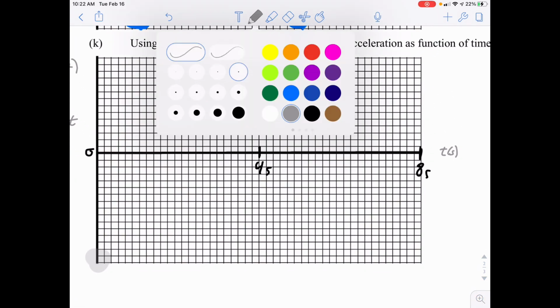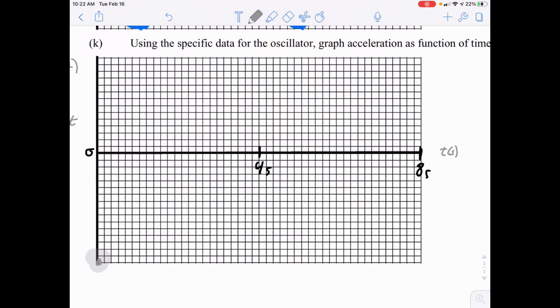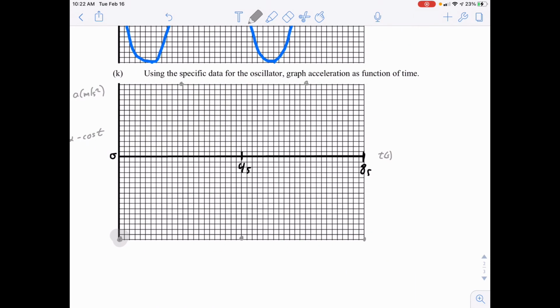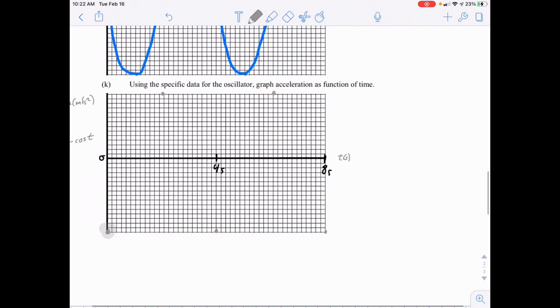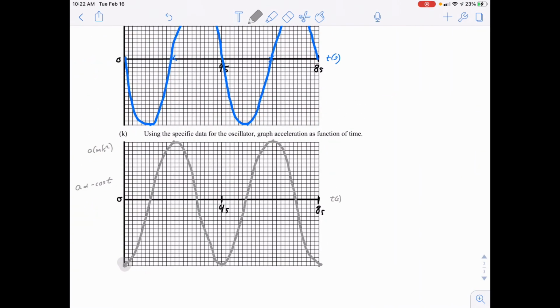So it starts there, repeats at 4 seconds, repeats again at 8 seconds. Here it's at the halfway point. Here it's at the halfway point, something like that. Right? And there's our negative cosine function, acceleration as a function of time.